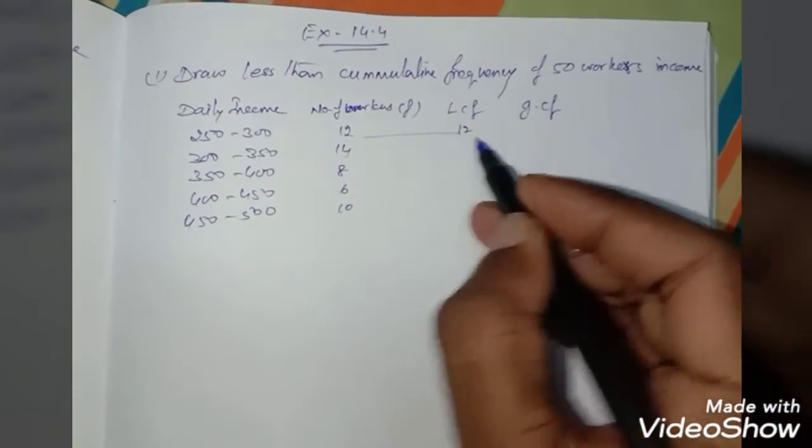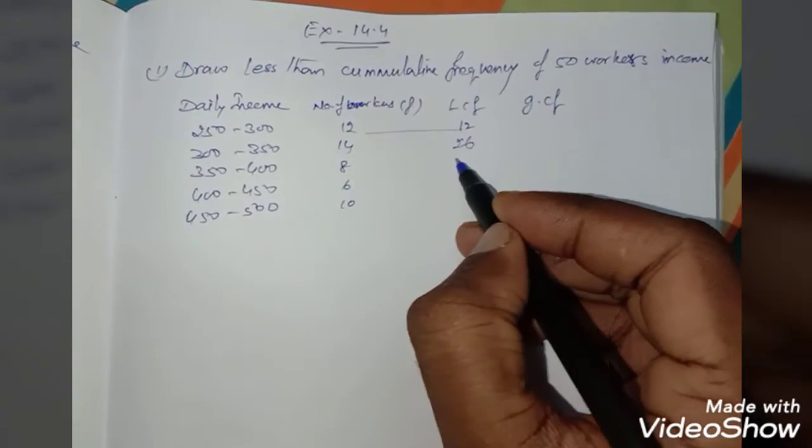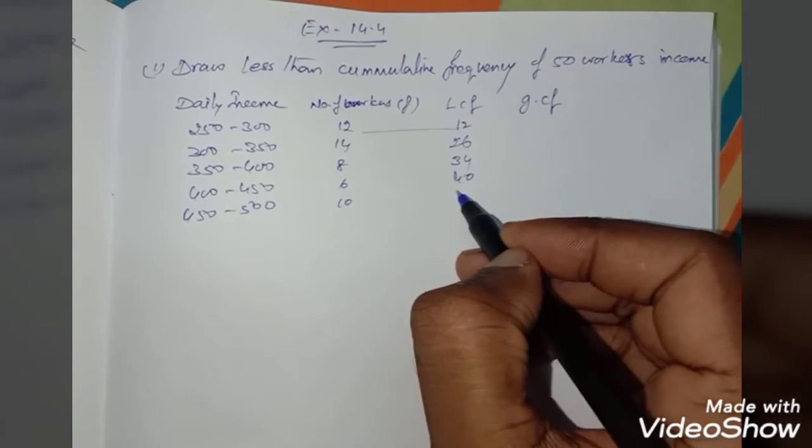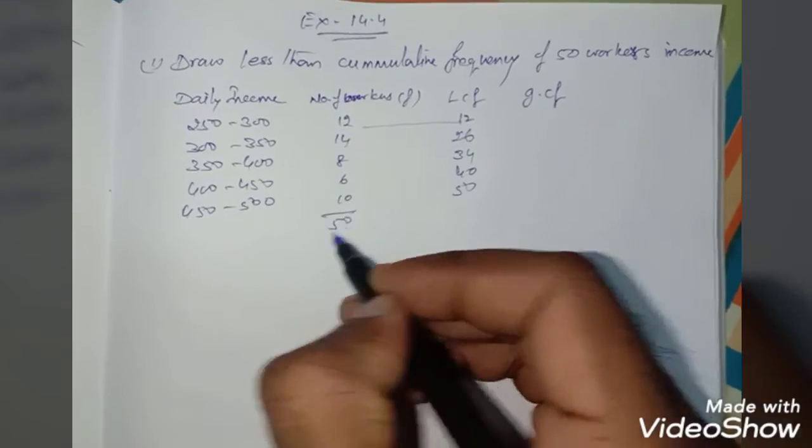Now add these two. 12 plus 14 is 26. 26 plus 8 is 34. 34 plus 8 is 40. 40 plus 10 is 50. Now this total frequency is 50.